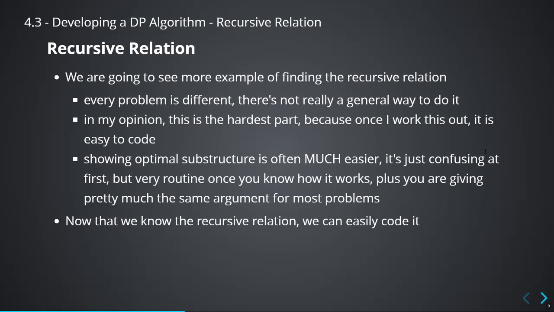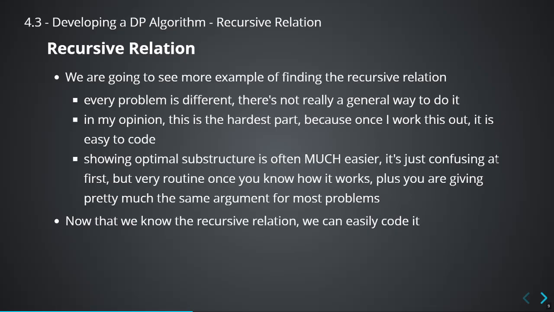Because you just use the cut and paste argument that I outlined in the previous lecture. So no matter what the problem is, you just say the same thing again and again. I have an optimal solution, right? Then if I don't have the optimal solution to the subproblem as well, then what I have is not optimal. That's it. But when it comes to recursive relationship, it's different every time.